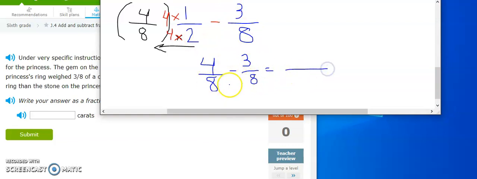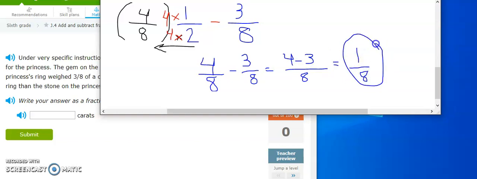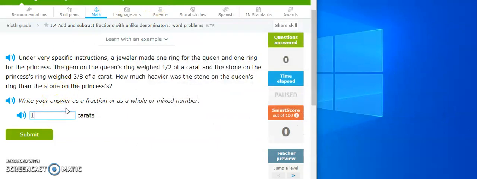So now I can just subtract. And now that I have a common denominator, that is what my answer's denominator is going to be, over 8. And then for the top number, I'm just going to do my 4 minus my 3 to solve for that. So my final answer is going to be 1 over 8. Should be my final answer. Okay, let's check our answer.